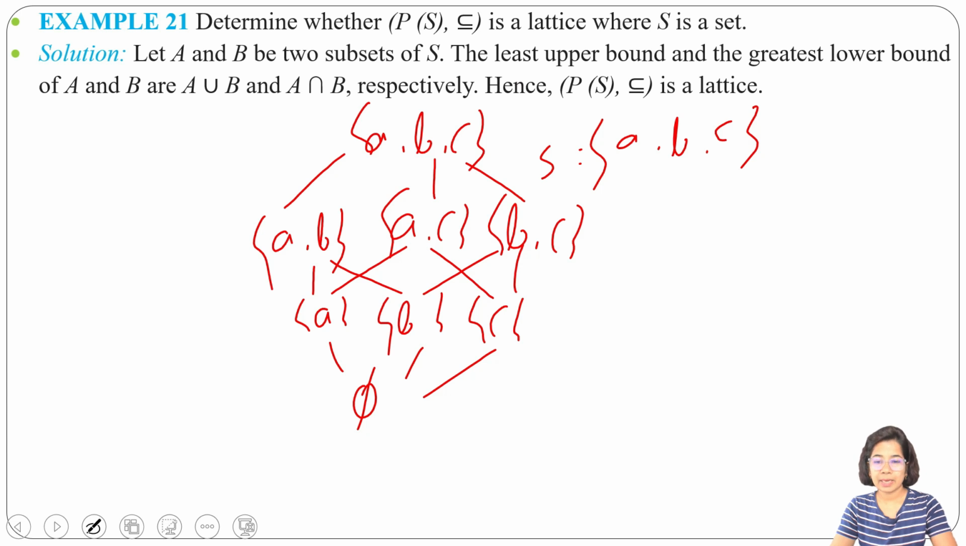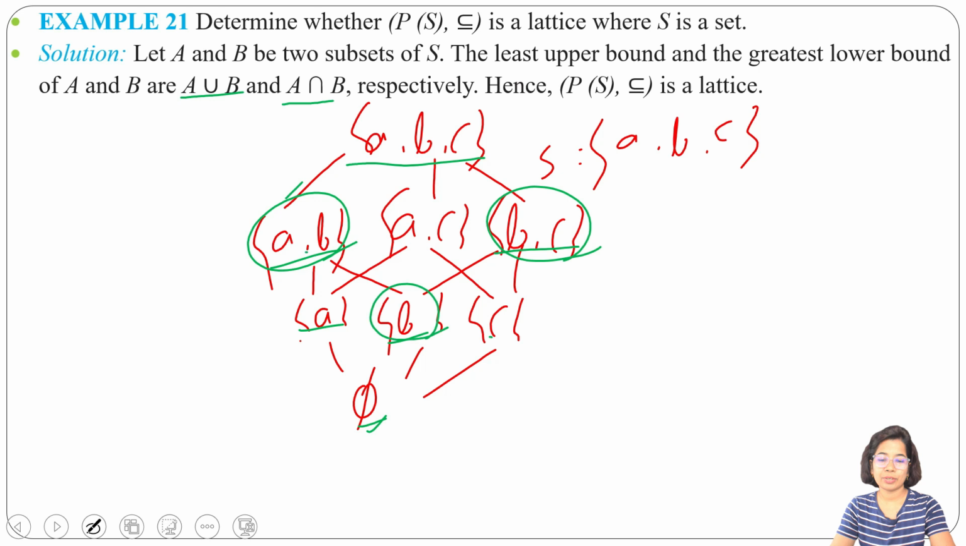Now if you want to check least upper bound of A and B, it will be AB and greatest lower bound will be phi. So its least upper bound will be the A union B and greatest lower bound will be A intersection B. Suppose we want to check B and C. Its least upper bound will be BC and greatest lower bound will be phi. Now suppose you want to check AB and BC. Its least upper bound will be ABC. We can say union of these two. And its greatest lower bound will be B, intersection of these two.